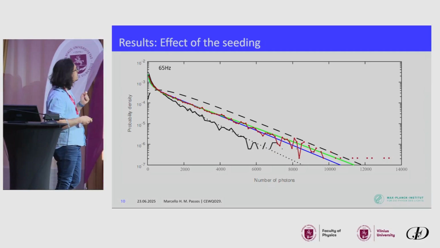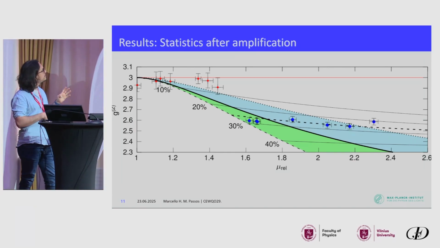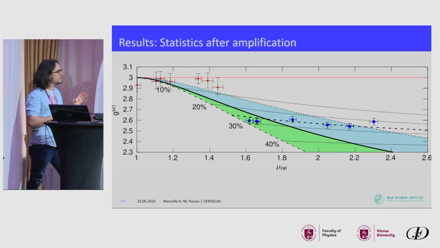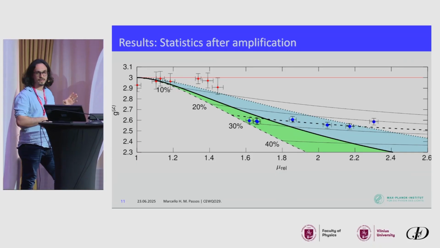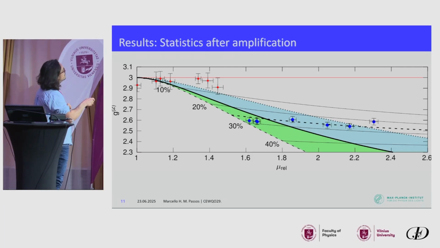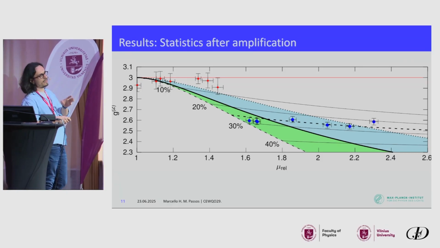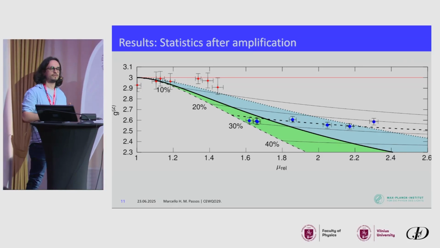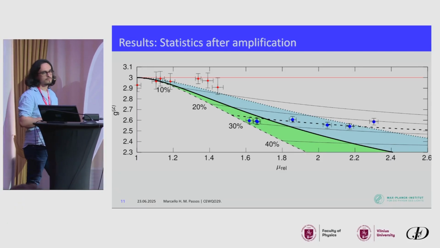However, the main figure of merit to witness non-Gaussianity is the second order correlation function. So here you have the second order correlation function in terms of the amplified mean number of photons. What do we have? The horizontal lines, as you can see here, 40, 30, 20, 10, are the efficiency of our amplification, and we lie on the 26% efficiency.